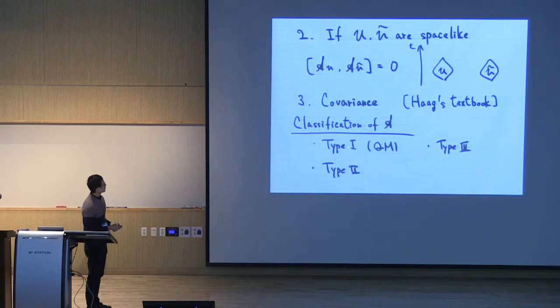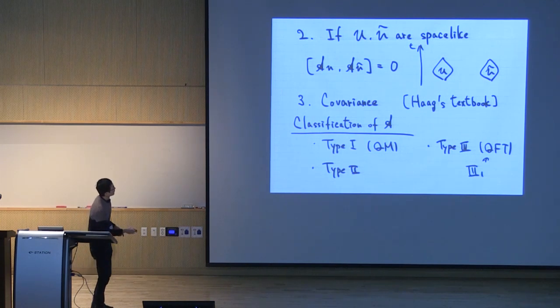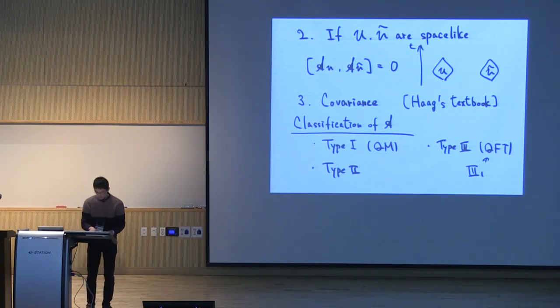But type 1 does not contain quantum field theory. Actually, quantum field theory is in type 3. I think it's in type 3.1. Type 3 does not have a trace, or I would say, if you take a trace, then for any operator it becomes infinite. So in that sense it's kind of problematic, but there are some approaches to study type 3 cases.